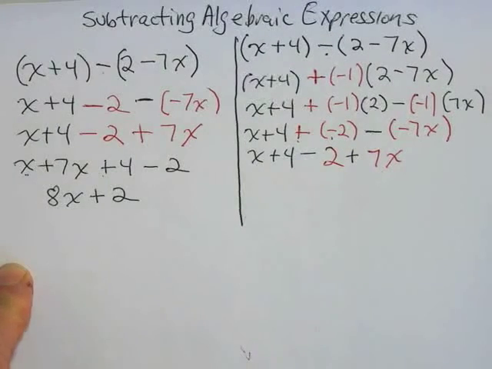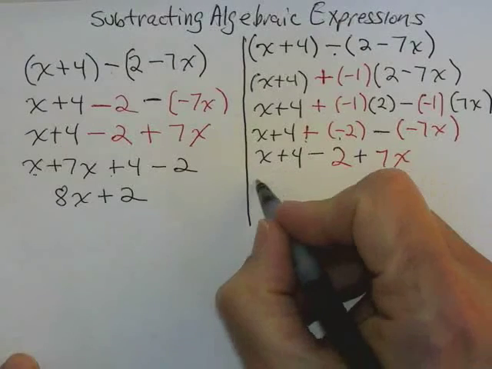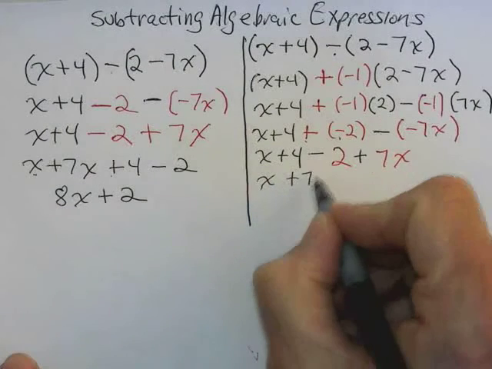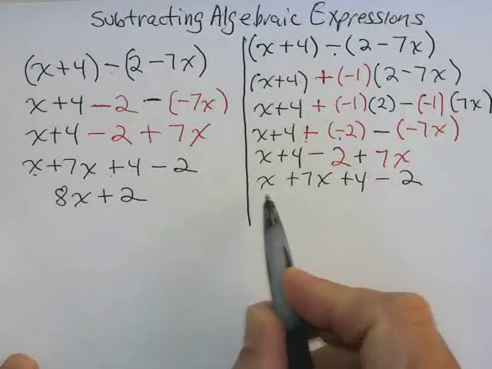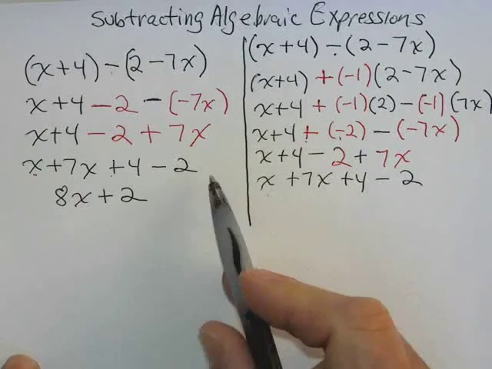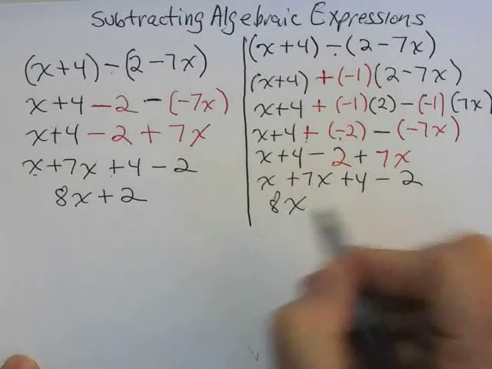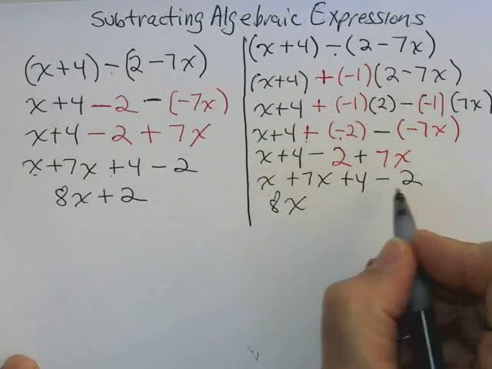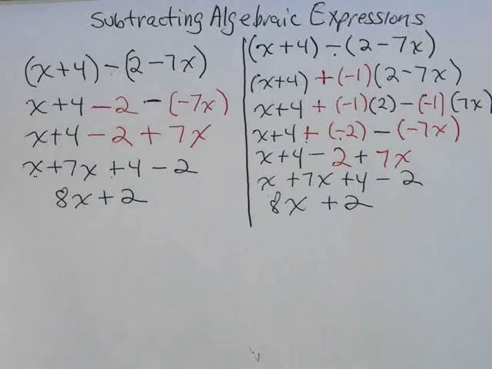Now I'm going to rewrite this, all in black this time. I'll put my terms in order, and I'll have x plus 7x plus 4 minus 2. That's pretty much what I had when I did it before, just another way of thinking about it. x added to 7x is 8x. And 4 minus 2 is 2, which would be plus 2. And that would be my subtraction. That would be another way to subtract 2 minus 7x from x plus 4.